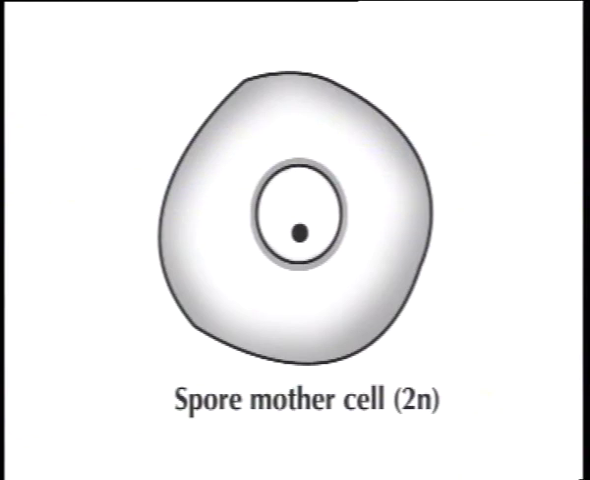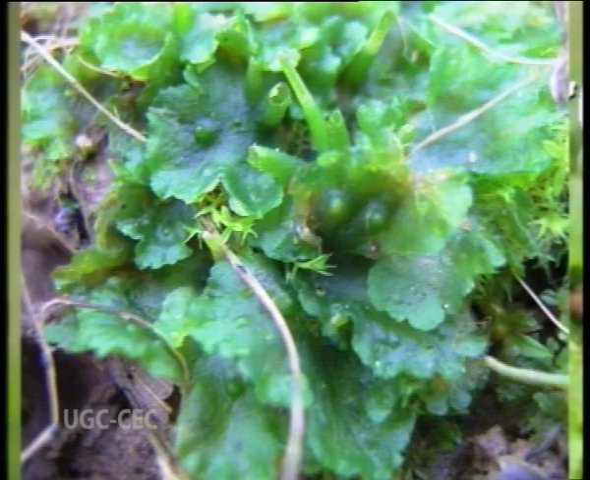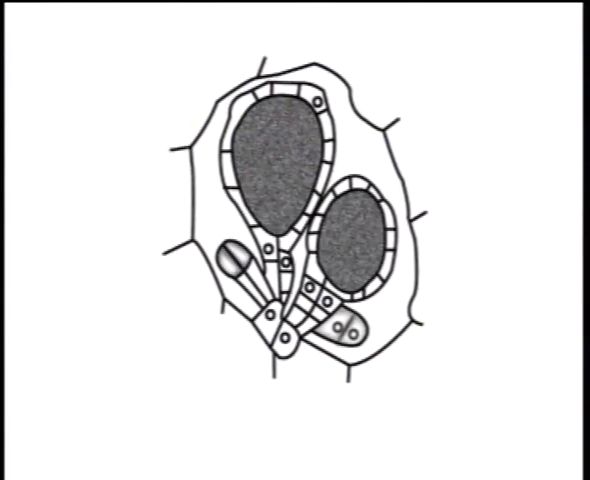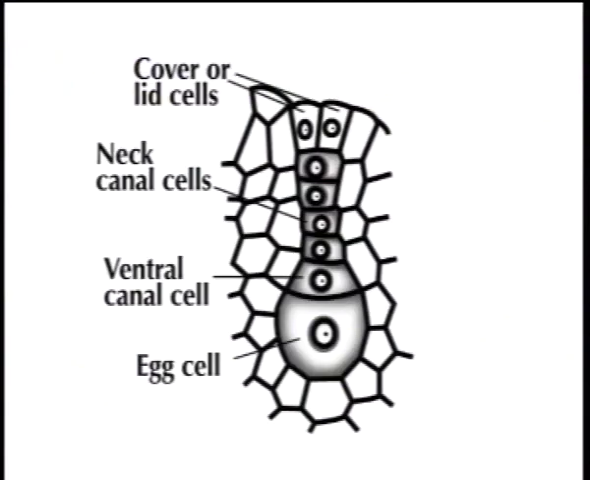They germinate under suitable conditions, each forming a new gametophyte thallus. The gametophyte is green and independent throughout its life. The gametophyte at a certain stage bears the sex organs, which include antheridia produced in antheridial chambers and archegonia, with 4 to 6 neck canal cells and a ventral canal cell and obviously an egg.